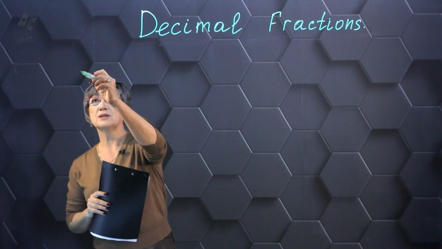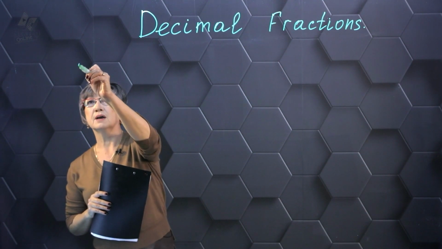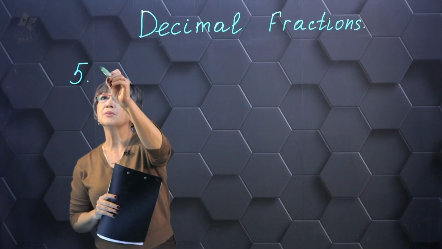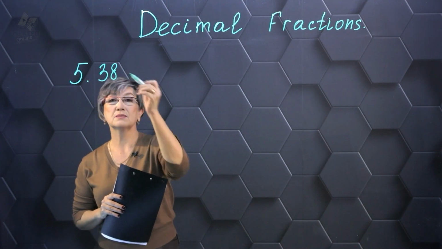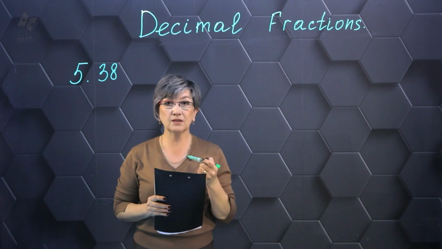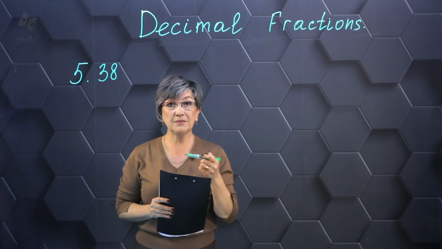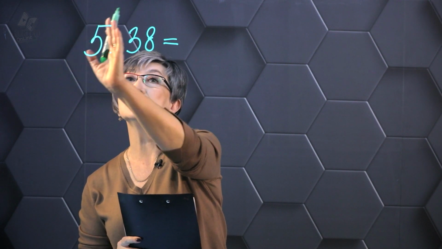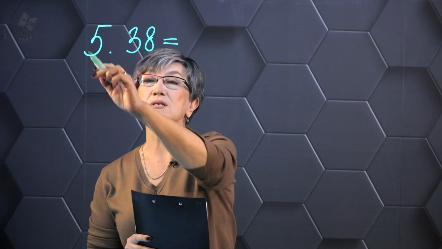Let's go through the following example with you. Okay, I'm writing down the following decimal: 5.38. How do I convert this number to an ordinary fraction? That is, use a fraction bar in your record. Write equals. So we remember that this symbol separates the whole part and the fractional part in our decimal notation. So 5, that would be 5 wholes. So I'm writing 5 whole.